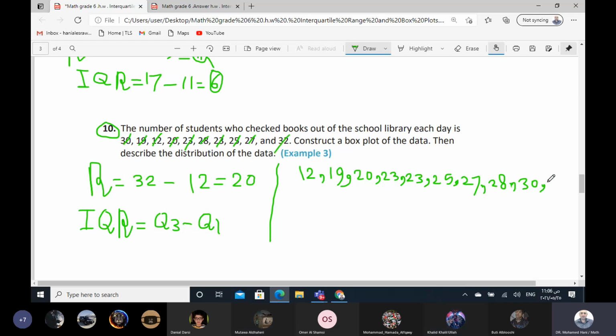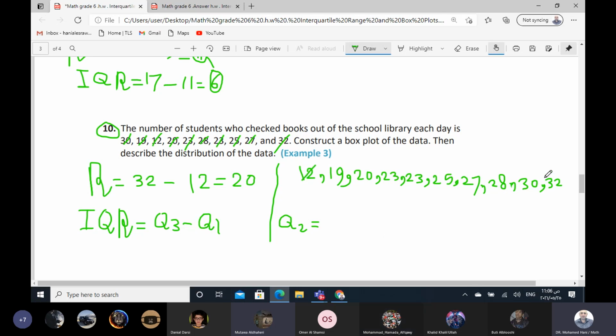Okay, can you count how many numbers I have inside this data? 10. Is 10 odd or even? Even. Great. If we have an even number of values inside the data, how do we find the median? The two middle values are 23 and 25.